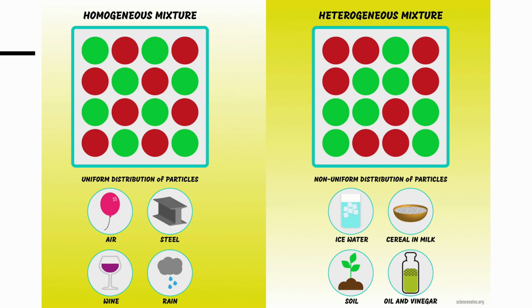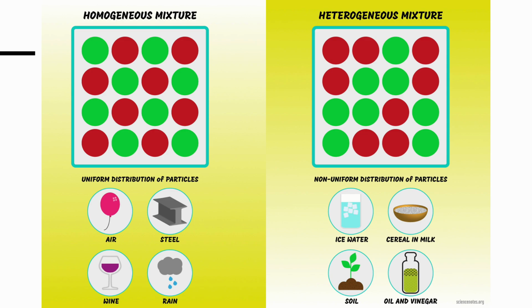So this shows here some examples of a homogeneous versus a heterogeneous mixture. For instance, air, steel, wine, and rain are all examples of homogeneous mixtures, as they have a uniform distribution of the particles. Whereas for a heterogeneous mixture, examples include ice water, cereal and milk, oil and vinegar, and soil, because they have a non-uniform distribution of particles.